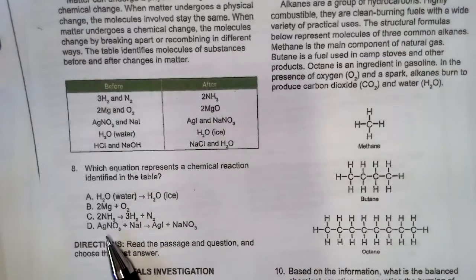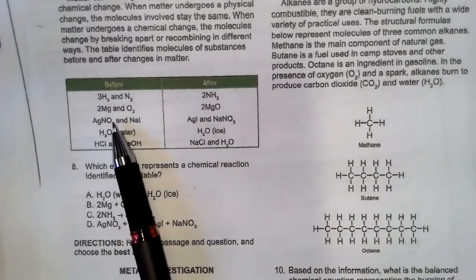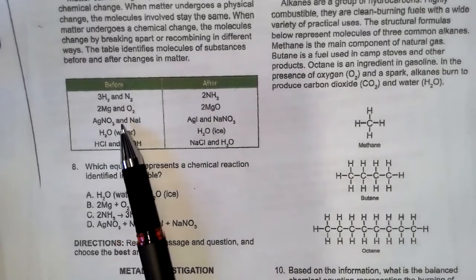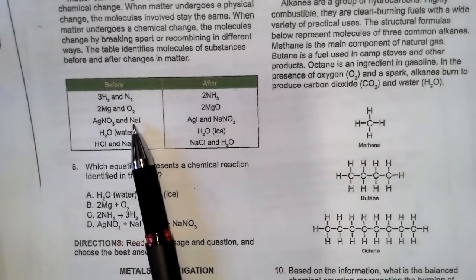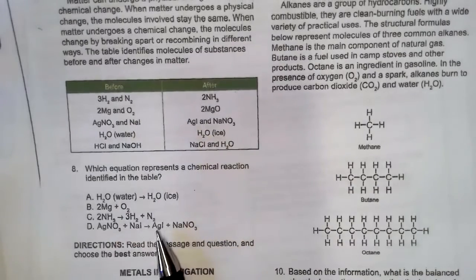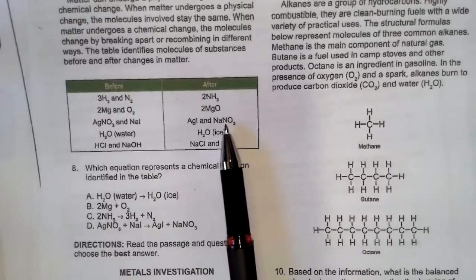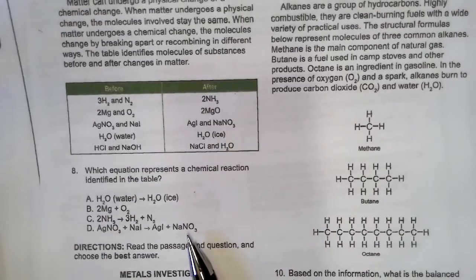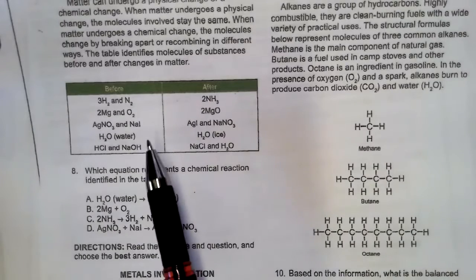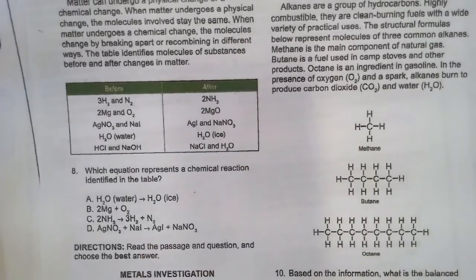And we look at D, AgNO3 plus NaI, AgNO3 plus NaI. Turns into AgI, AgI plus NaNO3, NaNO3. That's your answer. It needs to exactly match the reactants and the product.